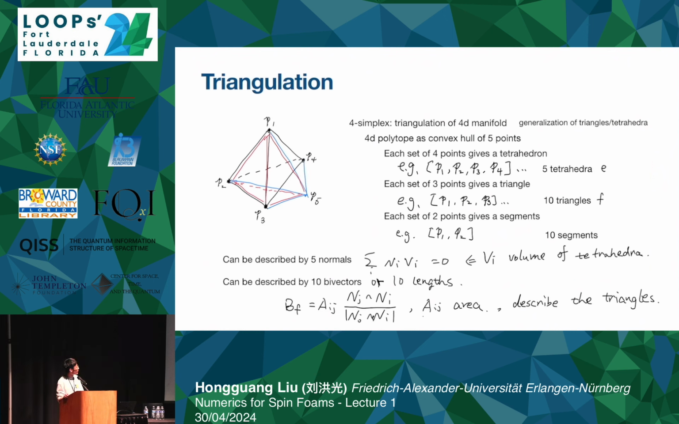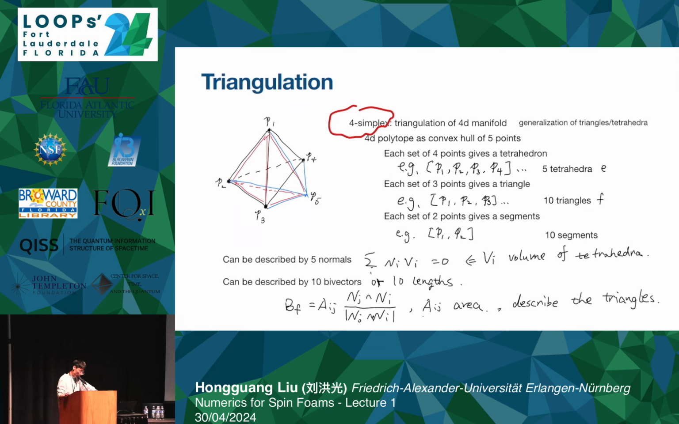So let's first start with the triangulation. We are focused on 4D because we live in a 4D space-time. The triangulation is given by something we call a 4-simplex. What is the 4-simplex? It is the generalization of the triangle. A triangle is a 2D triangulation, a tetrahedron is a 3D triangulation, and a 4-simplex is the 4D triangulation.